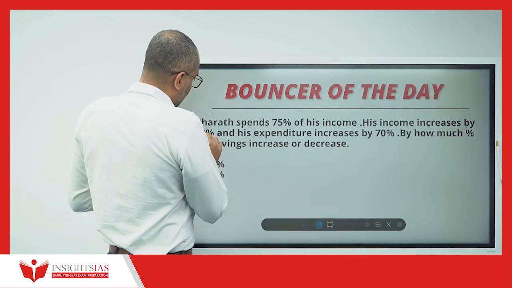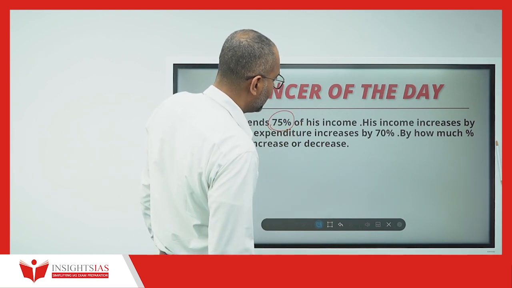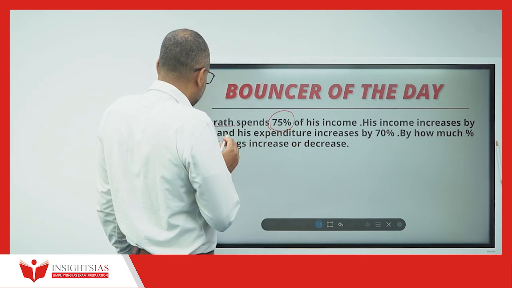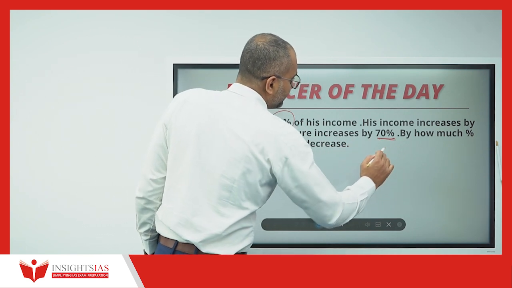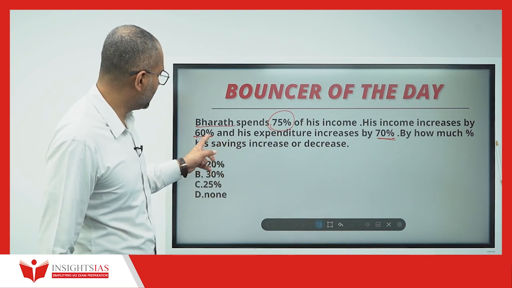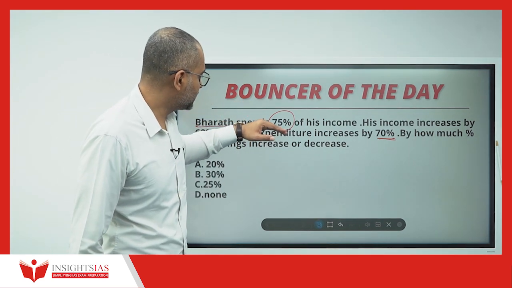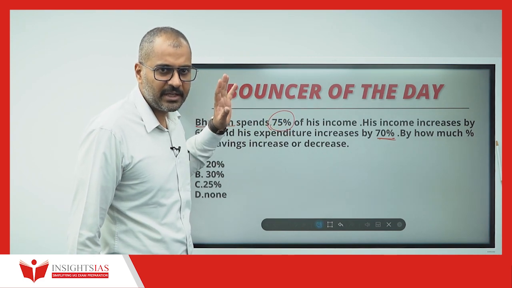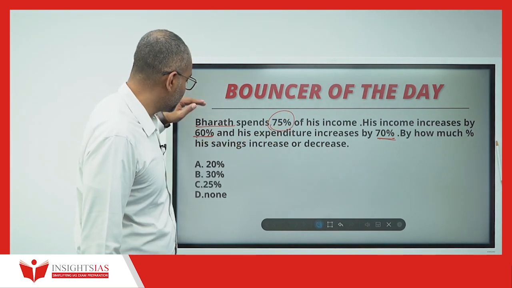The question says Bharat spends 75% of his income. His income increased by 60% and his expenditure increases by 70%. By what percent does his savings increase or decrease? Bharat is spending 75% of whatever income he is getting, and his income increases by 60%.